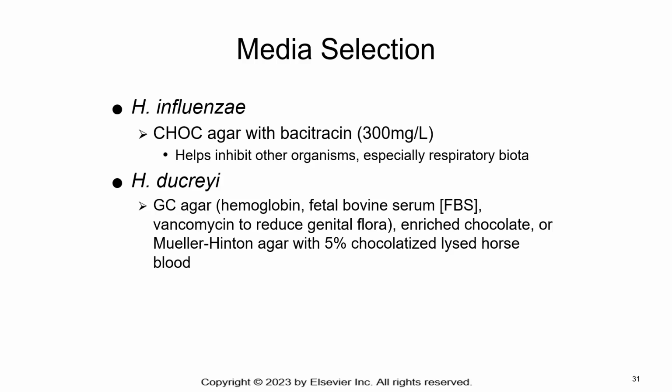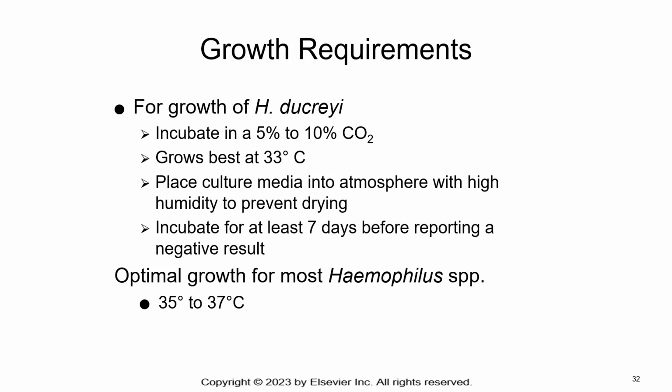H. influenzae grows on chocolate agar with bacitracin to help inhibit other organisms, especially the normal respiratory biota. H. ducreyi grows on GC agar. For H. ducreyi, incubate in CO2; it grows best a little bit colder than body temperature, so 33 degrees Celsius. Place culture media into an atmosphere with high humidity to prevent drying. Incubate for at least 7 days before reporting a negative result.